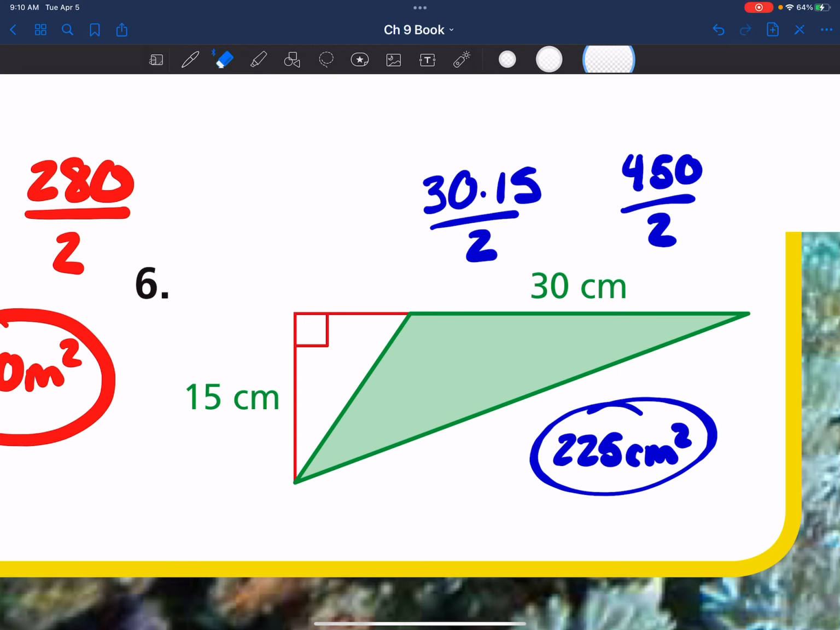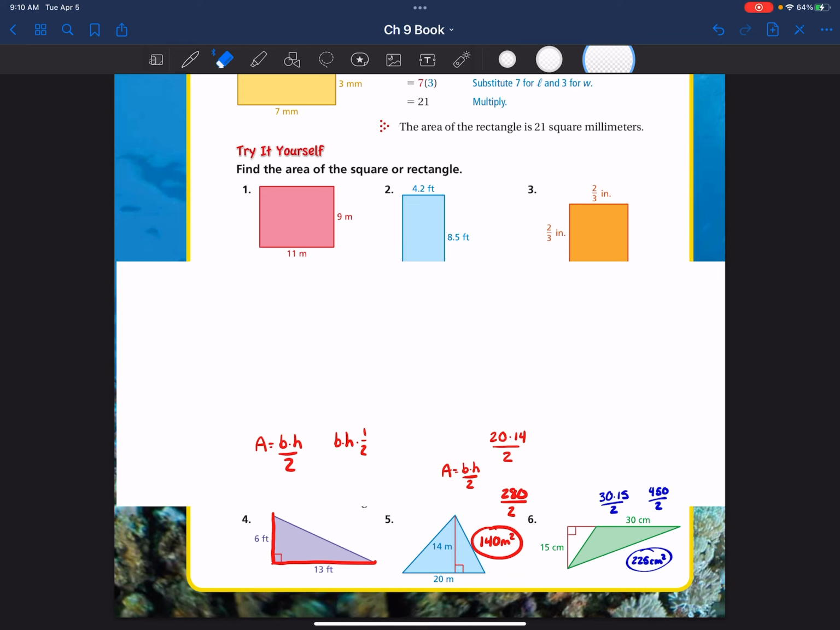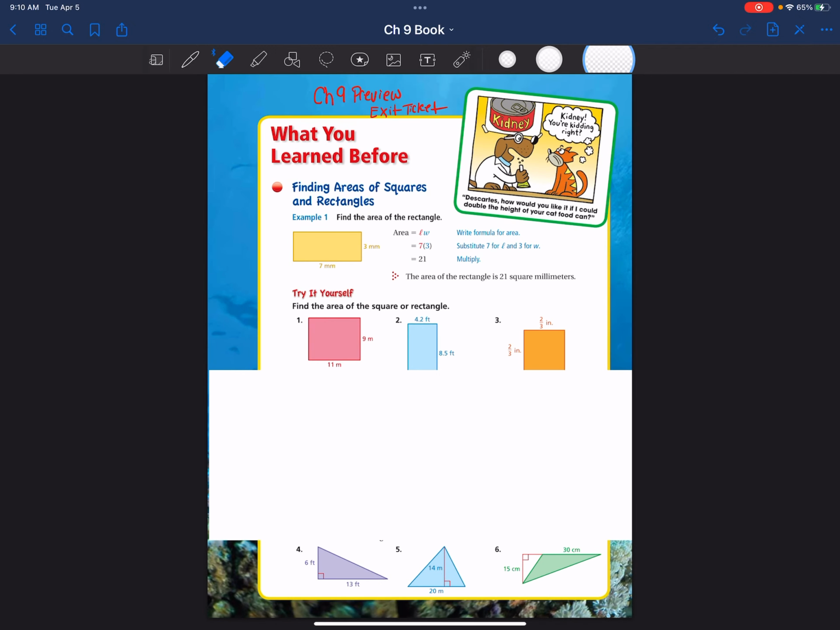Awesome. So there are only 2 that you have to do on your own. I wanted you to do number 2 from the rectangles and number 4 from the triangles. All right, guys, that is your exit ticket. When you are done with this exit ticket, you can go ahead and put your name on it and turn this in. And then your sub will have a worksheet for you to do.